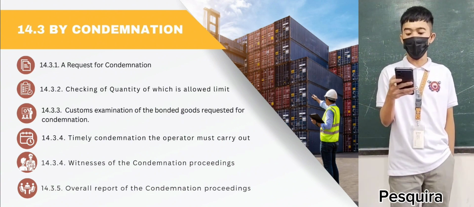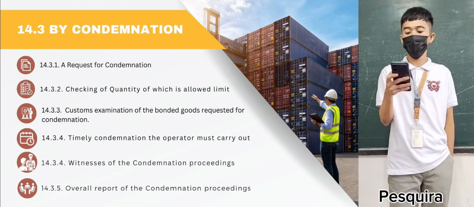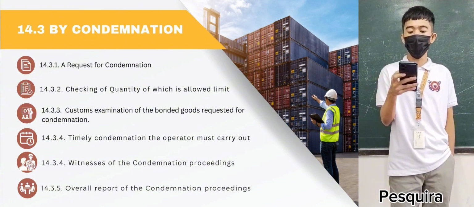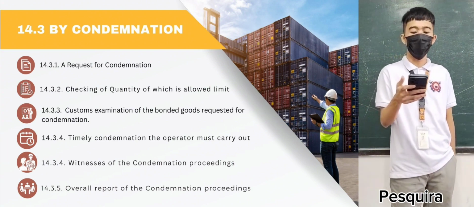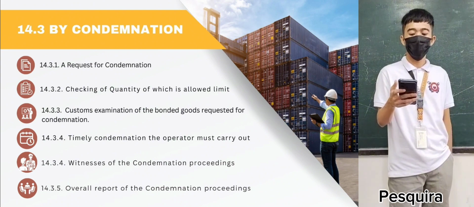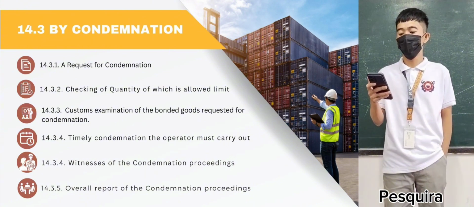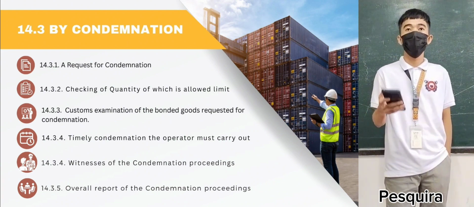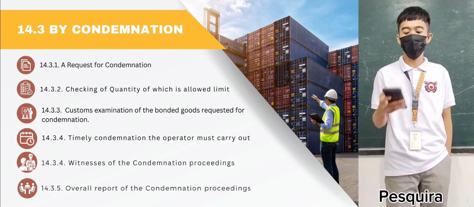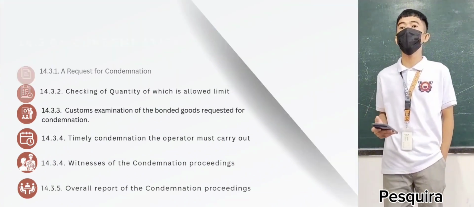14.3.5. The assigned warehouseman shall issue a report on condemnation, also signed by the CBW operator and other witnesses to the condemnation proceedings, which report shall form part of the documentary requirements for the liquidation of the covering WSAD. So lastly, after the condemnation proceedings, the assigned warehouseman issues a report on the condemnation, which is also signed by the CBW operator and other witnesses. This report becomes a documentary requirement for the liquidation of the associated goods declaration.